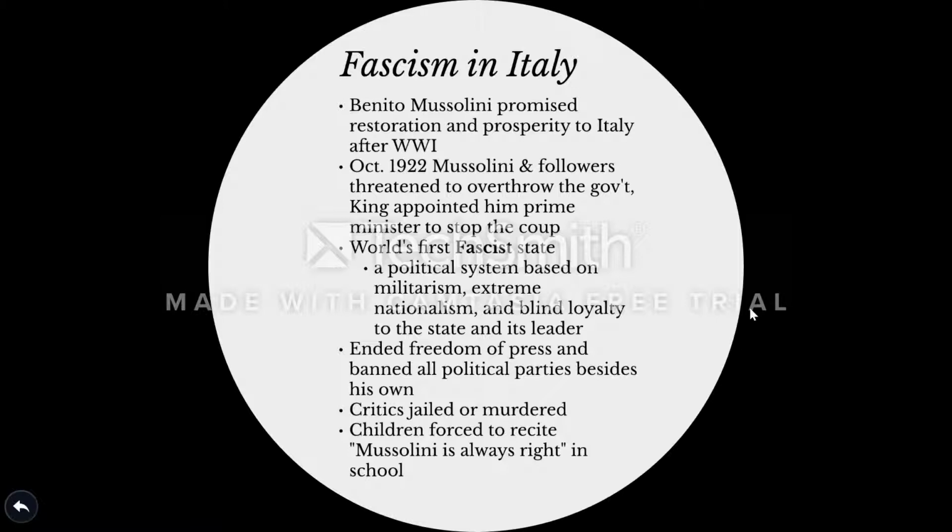So technically, Italy was the world's first fascist state. It's a political system based on militarism, extreme nationalism, and blind loyalty to its state and its leader. Same kind of themes here: ending of freedom of press, banned all political parties except for his own. Anyone who criticized him was jailed or murdered.